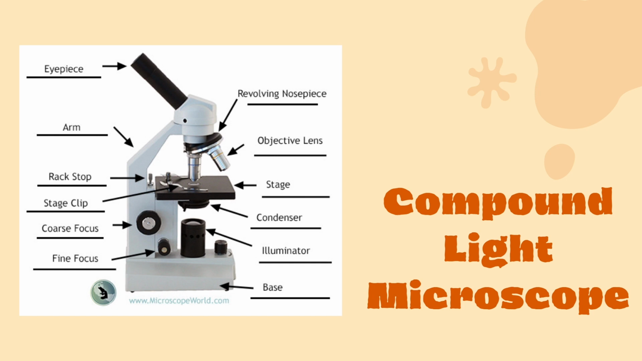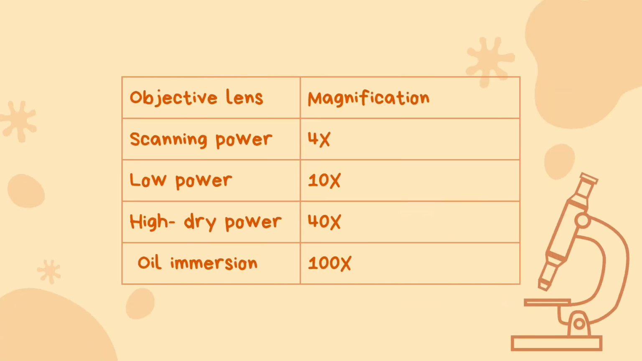The revolving nosepiece allows us to switch between different objective lenses, adjusting the magnification power for our specimen. Speaking of objective lenses, these are critical for focusing and magnifying the light coming through the slide. With scanning, low, high-dry, and oil immersion powers, we can observe specimens at various levels of detail. Understanding the magnifying power and how it affects the field of view is crucial. The total magnification is calculated by multiplying the ocular lens power by the objective lens power.